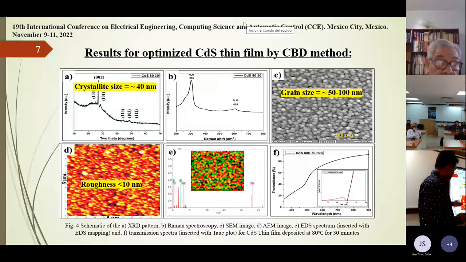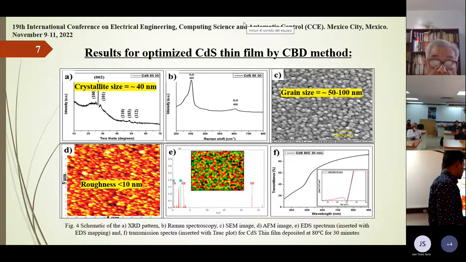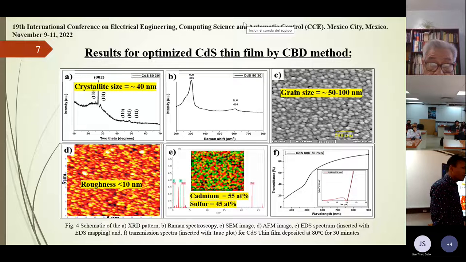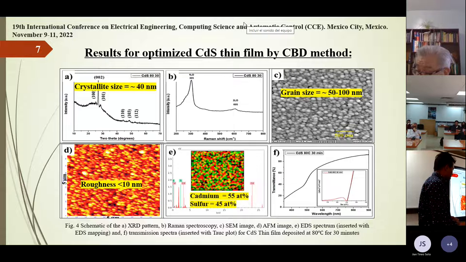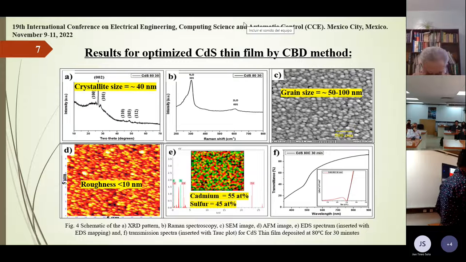From AFM, we have checked the roughness, which is found to be less than 10 nanometers. From the EDS results, I can show you the EDS spectra and EDS mapping. The mapping shows the presence of cadmium and sulfur ions and how they are correlated, and the spectra shows the presence of cadmium and sulfur atoms in the films. We obtained 55 atomic percent for cadmium and 45 atomic percent for sulfur in the film of these samples.